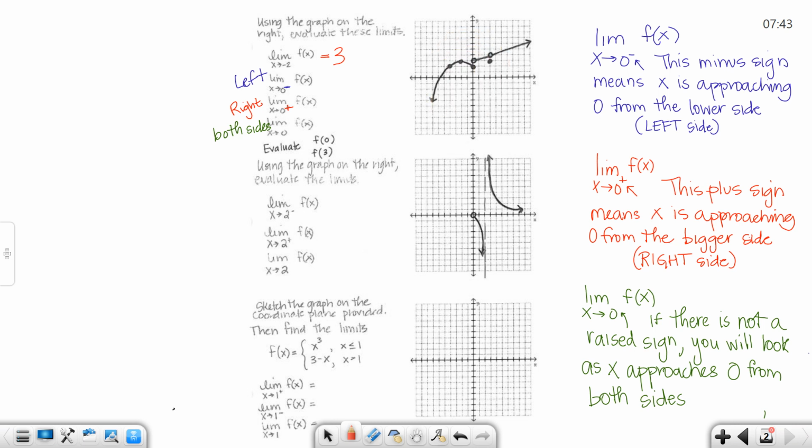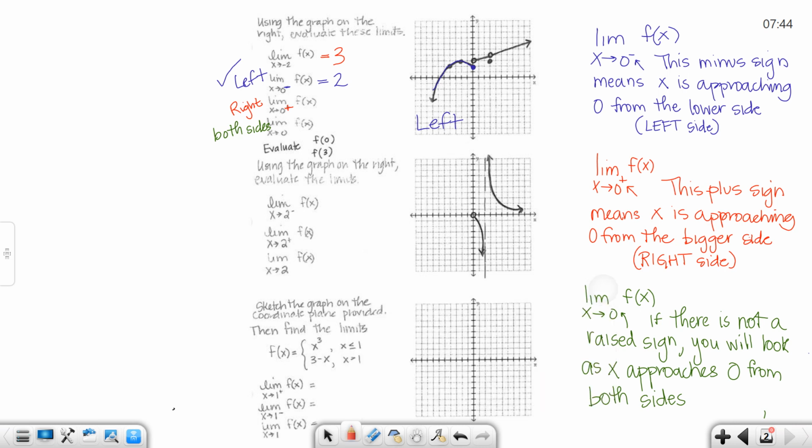So let's look at this first one. I ask you to evaluate the limit as x approaches 0 from the left. Okay, this is my left side over here. So as I'm getting closer and closer to 0 from the left, here's where my point goes, and that would be 2. So the answer to that one is 2.